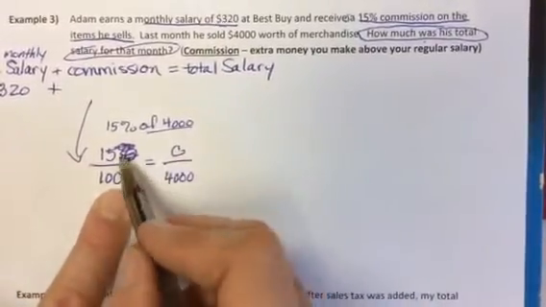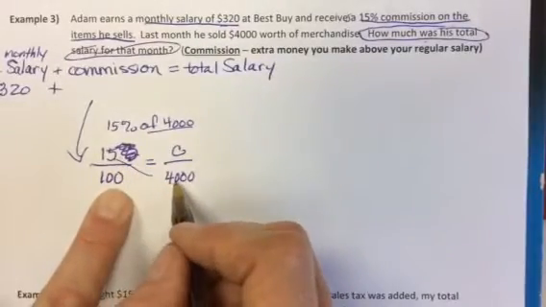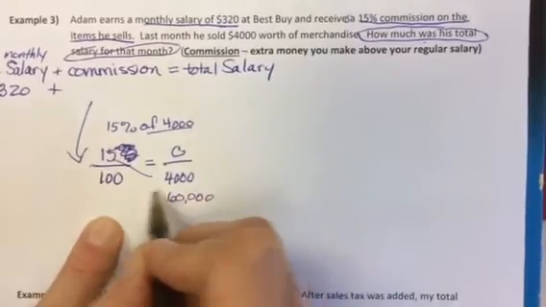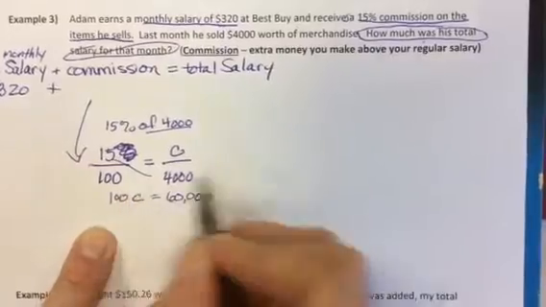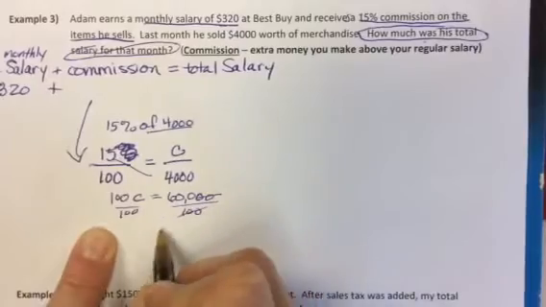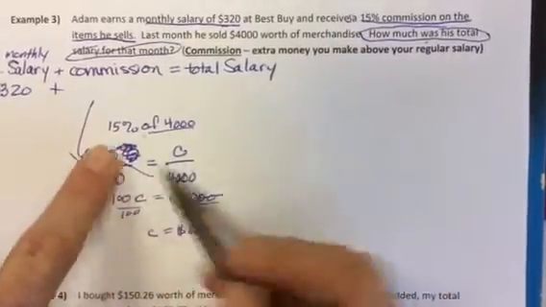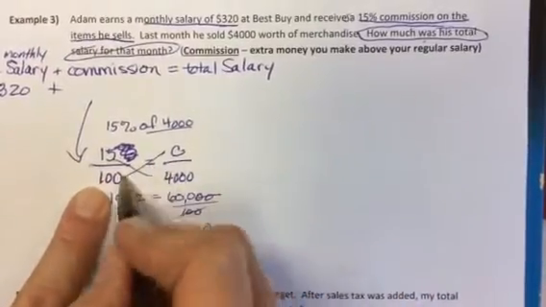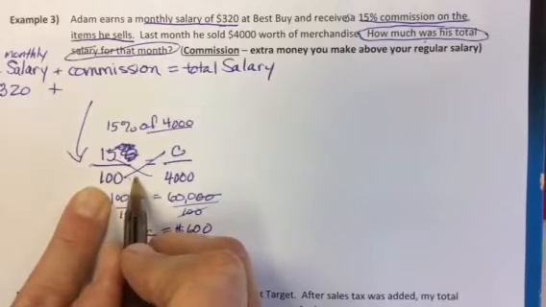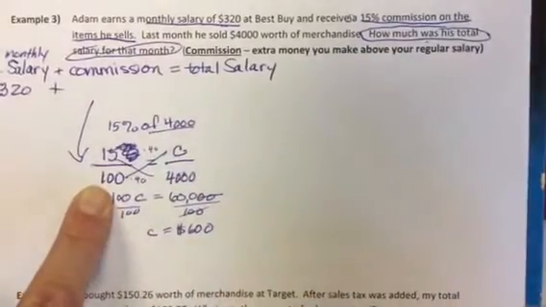Now, on this one we could cross multiply. 4 times 15, that's going to be 60 with 3 zeros, so 60,000 equals 100C. We divide both sides by 100, so that'll be 600. So his commission is $600. Now you could have also just looked here and said we could take 40 times 100 to get 4,000, and 15 times 40 would give us our commission of 600.